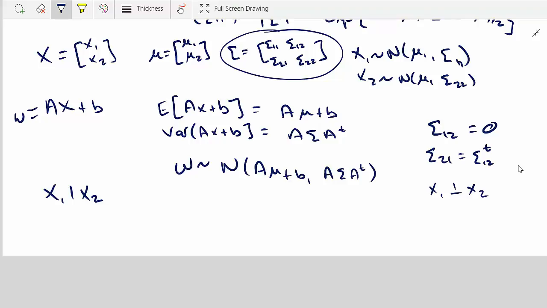Okay, so the normal distribution is one of the strange distributions where not only does independence imply absence of covariance, which is true for all distributions, but the reverse direction also applies. Absence of covariance implies independence. So in many ways, the multivariate normal distribution is probably the most convenient distribution to work with.